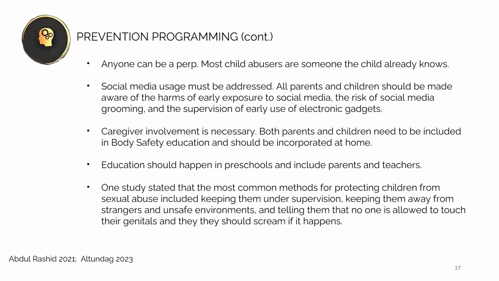It's important when we're looking at prevention programming to teach children and professionals and caregivers that anyone can be a perpetrator. Again, most child abusers are someone that the child already knows. We're again talking about social media, that all children and parents need to be aware of the harms, the risk factors involved of early exposure to social media, the risk of social media grooming, and having supervision of that technology at a very early age.